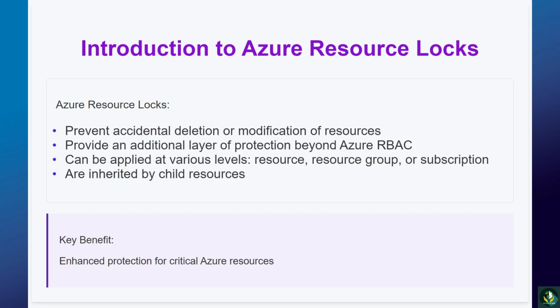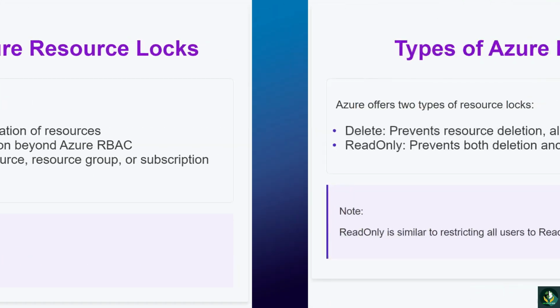It's important to note that resource locks complement rather than replace Azure RBAC. While RBAC controls who has access to Azure resources and what actions they can perform, resource locks add an additional layer of protection that applies even to users with high-level permissions. This dual approach provides a more comprehensive security strategy for your Azure resources. By leveraging Azure Resource Locks, organizations can significantly enhance the protection of their critical cloud resources, minimizing the risk of costly mistakes and ensuring the continued availability and integrity of their Azure infrastructure.